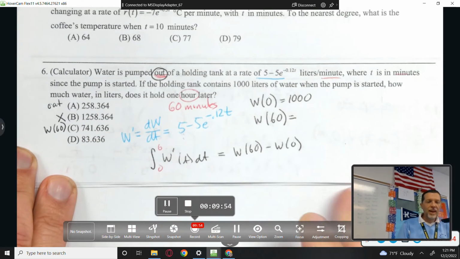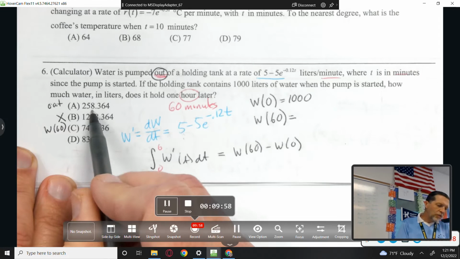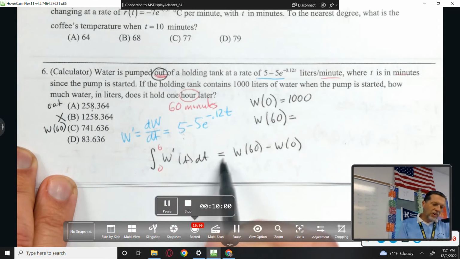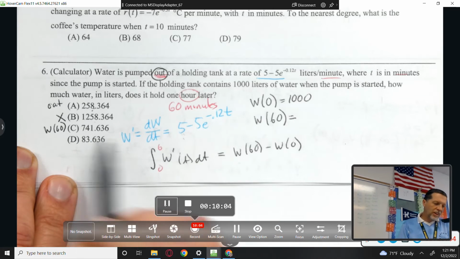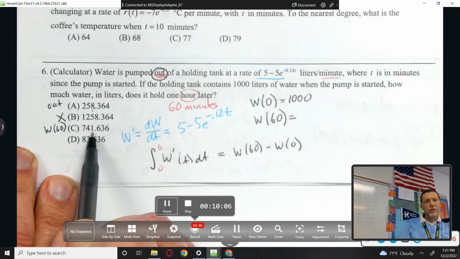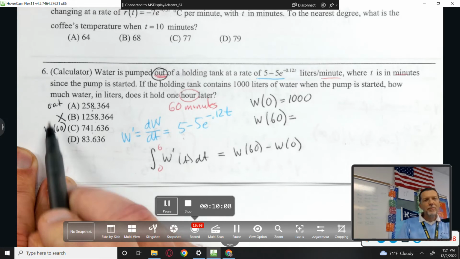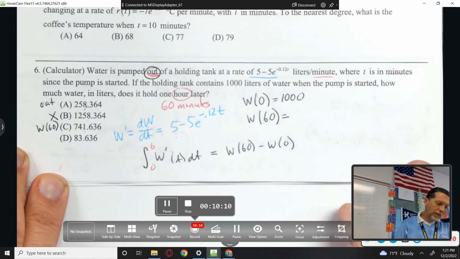That's my guess. I don't know what 83 is. If I started at 1,000 and I add 258, I get 1258. If I started at 1,000 and I lose 258, I get 741. So I'm guessing that it's C before I even do anything.